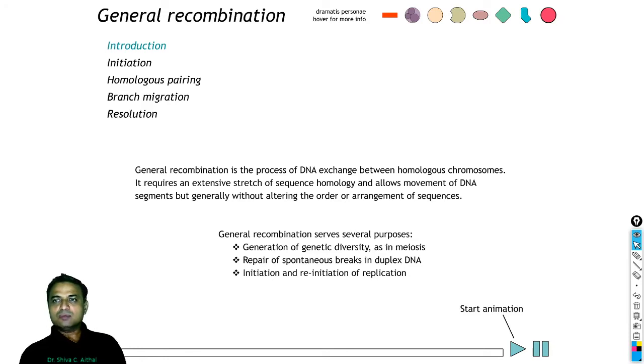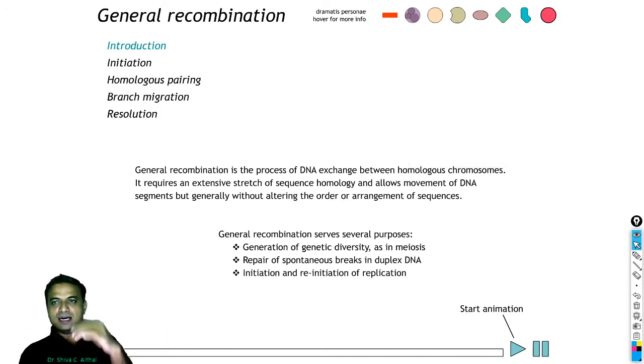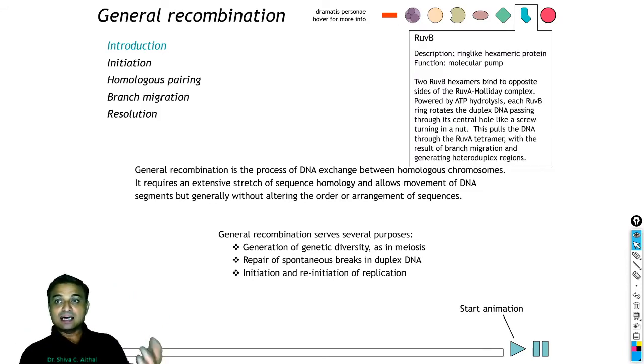Okay, the next immediate protein is Rhubarb protein. It is a ring-like hexameric protein and its function is as a molecular pump. Two Rhubarb hexamers bind on the opposite sides of the Rhubarb. Means Rhubarb is there from one side, and then from the opposite side. As I said, hexameric it is, and each binding is powered by ATP. ATP is required. You will see this in the animation. If you feel hard for understanding, don't worry, it will be shown in the animation.